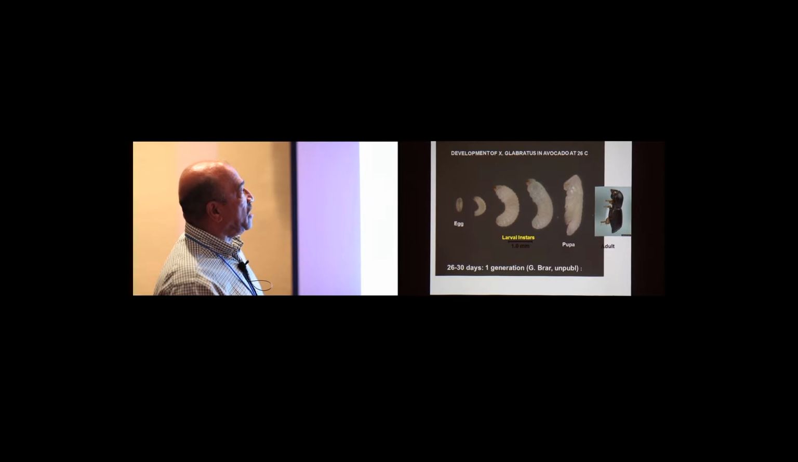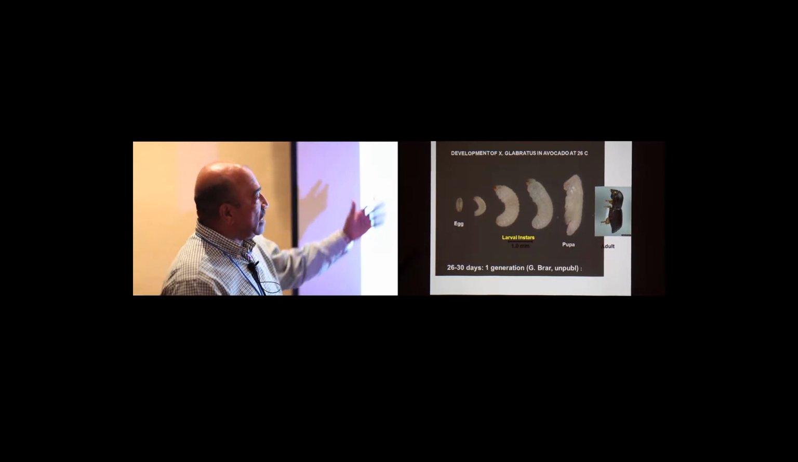The egg, of course, is ovoid, clear looking. The larva, characteristic of a Scolytinae, a larva C-shaped, legless, and the pupa exarate. 3 larval instars, which is the common denomination for this species.